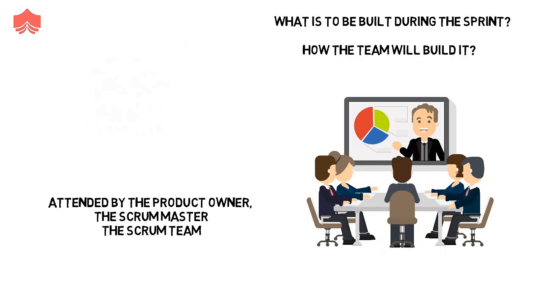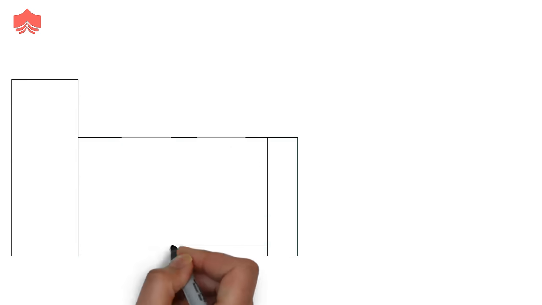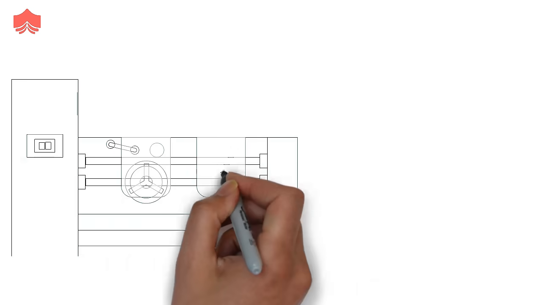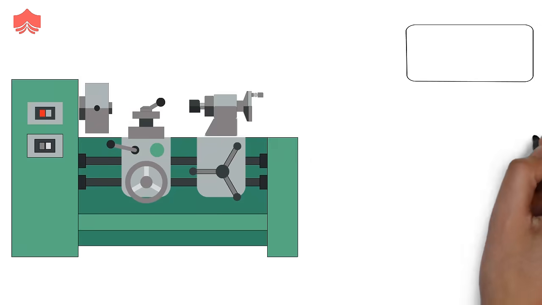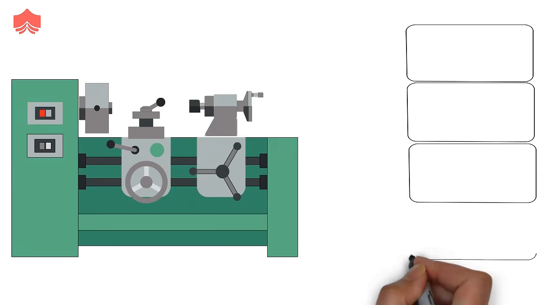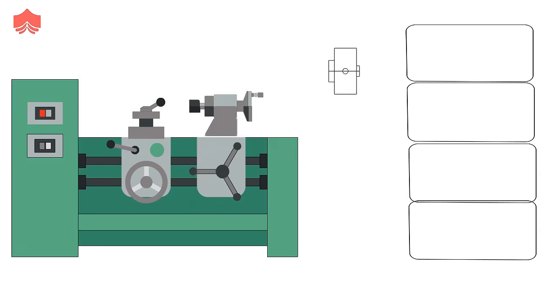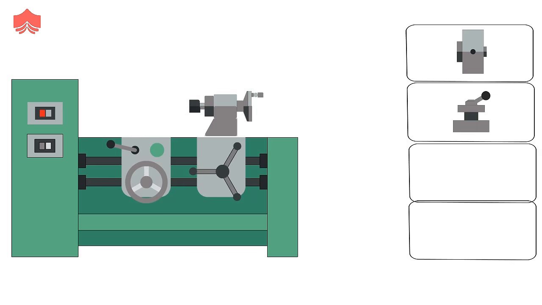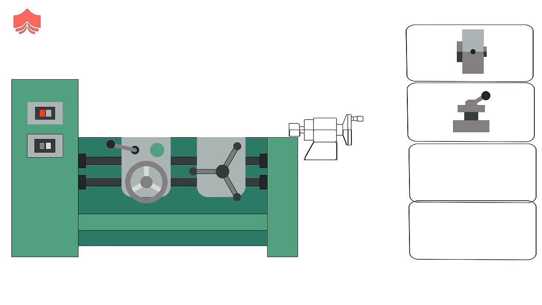For deciding what is to be built, the product owner presents a rough idea of the goal to the team. The product owner tells about the features he or she wants to be added or to be improved in the product. The initial goal presented by the product owner helps in the selection of the product backlog items to be built in the current sprint.